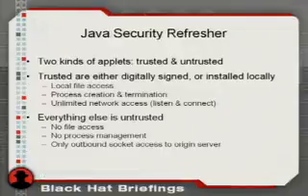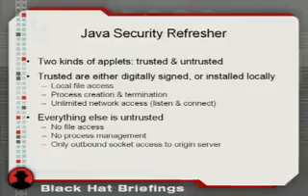Before I go into much detail on that, let's do a quick refresher on Java security. There's two kinds of applets, trusted and untrusted. A trusted applet is either digitally signed, much how ActiveX controls are, or it's installed locally. Trusted applets have pretty much the same level of privilege that the user does. They can access the file system, read, write, create, delete, the whole thing. They can create and terminate processes, and they can have unlimited network access, either outbound sockets to any server or even acting as a listening socket.